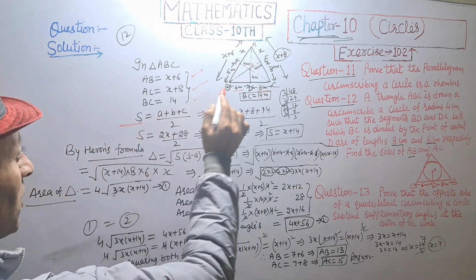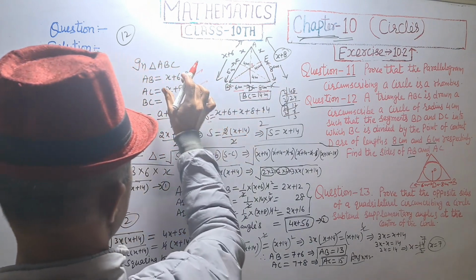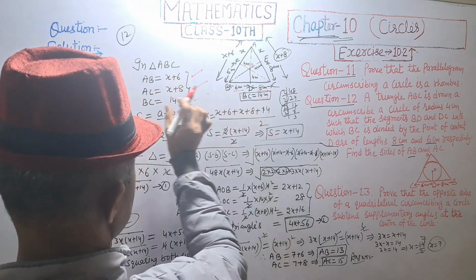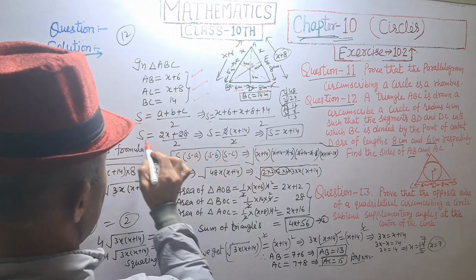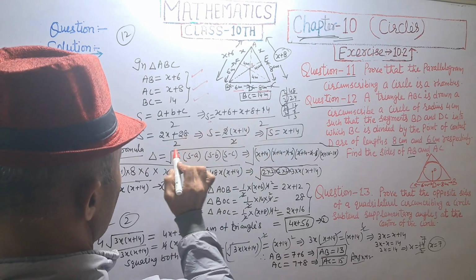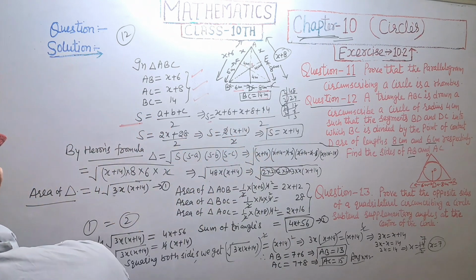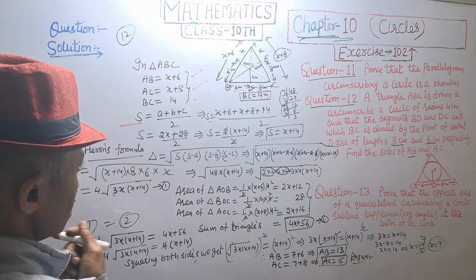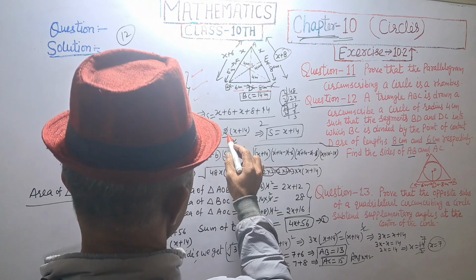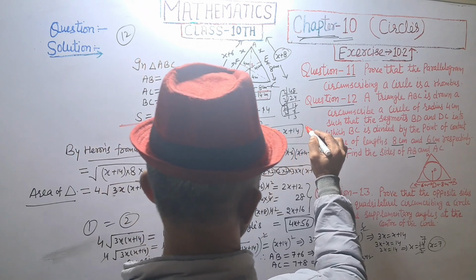S is equal to A plus B plus C upon 2. This implies S is equal to A, x plus 6, plus B, x plus 8, plus C, 14, divided by 2. S is equal to x plus x, that is 2x plus 28, upon 2. Taking 2 common, S is equal to x plus 14 upon 2. 2 is cancelled and S is equal to x plus 14.